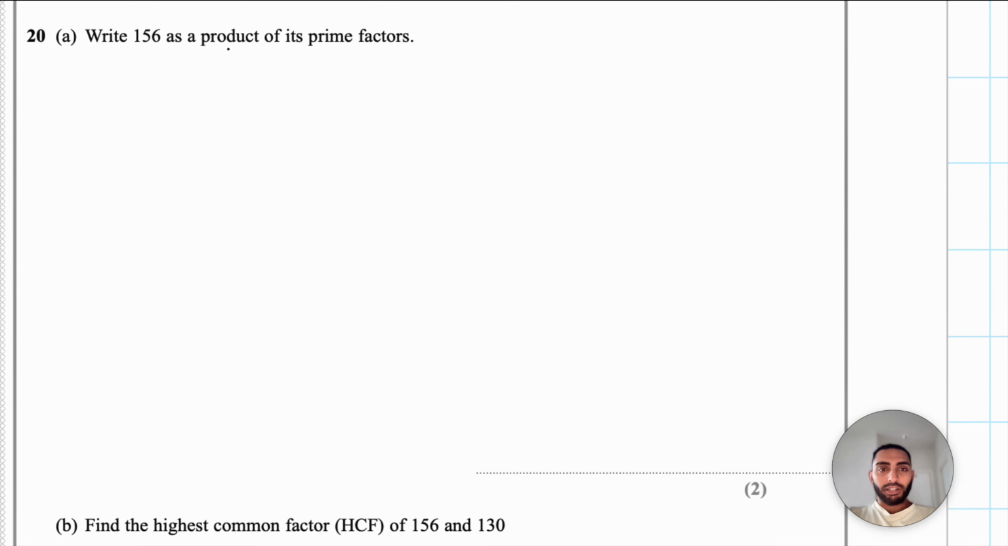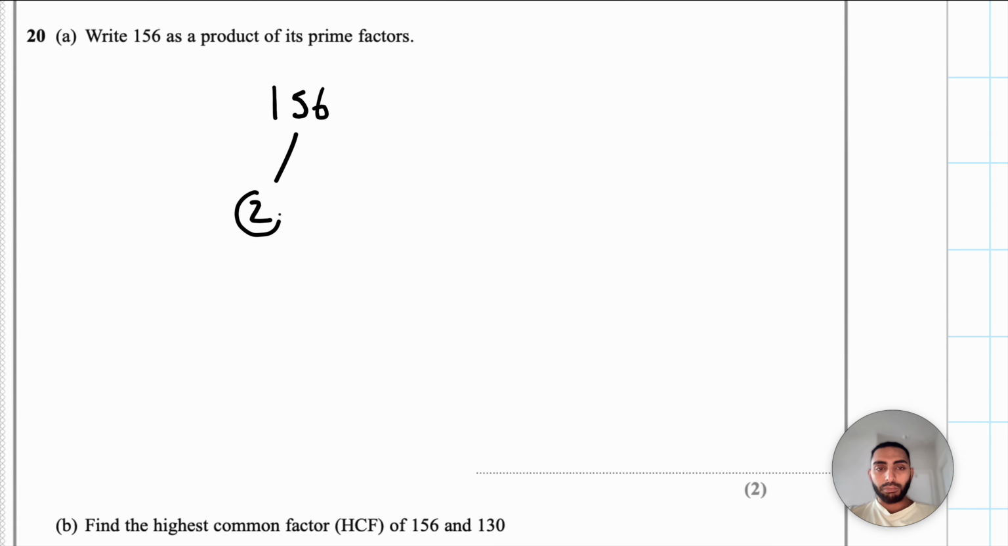Question 20. Write 156 as a product of its prime factors. So for this type of question, I need to use a prime factor tree. I start off with 156. I just need to think of any pair of factors that go into 156. Because this ends in a 6, I'm going to divide it by 2 because it's an even number.